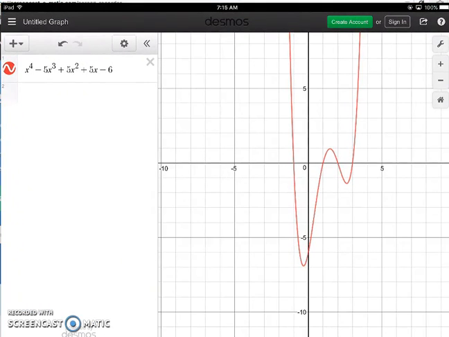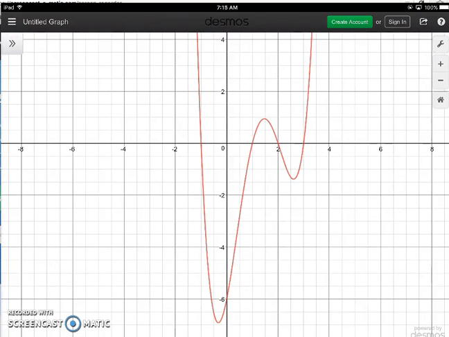But here I have a graph on Desmos here. And you can see we got x to the fourth minus 5x cubed plus 5x squared plus 5x minus 6. And we have the graph right here. And we're going to talk about some of these important points.